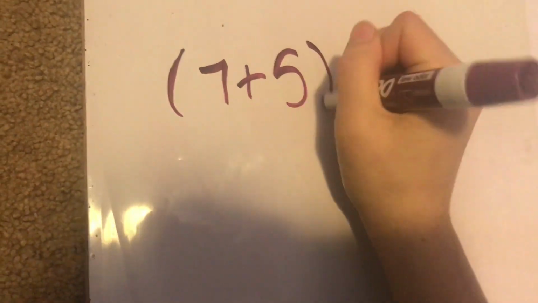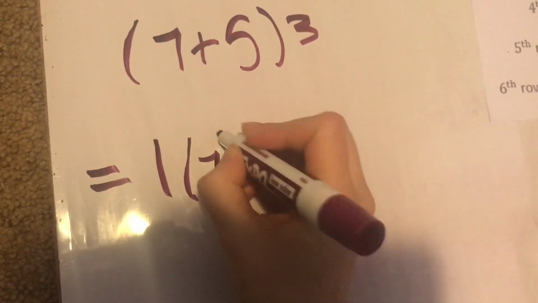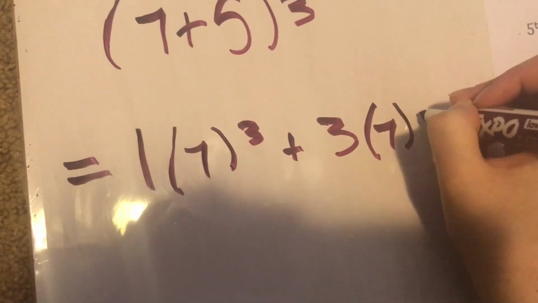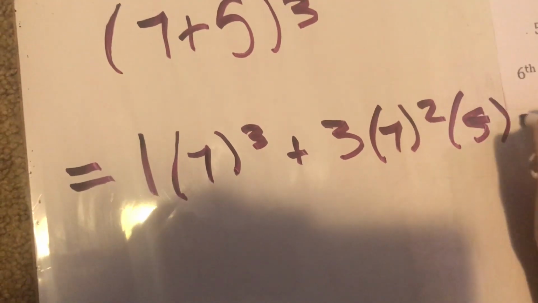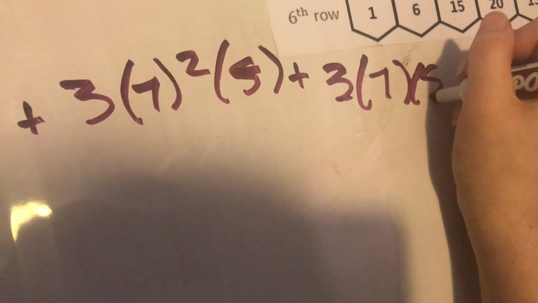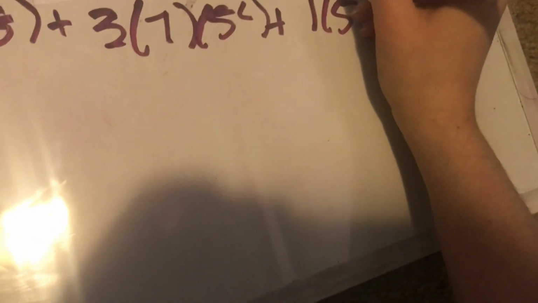Let's try this out with (7 plus 5) to the third. So, this would be 1 times 7 to the third plus 3 times 7 squared times 5 plus 3 times 7 times 5 squared plus 1 times 5 cubed.